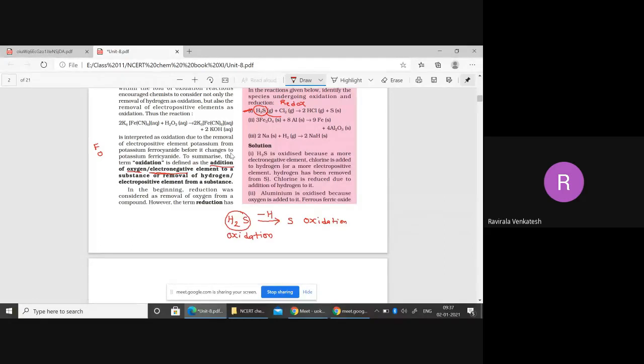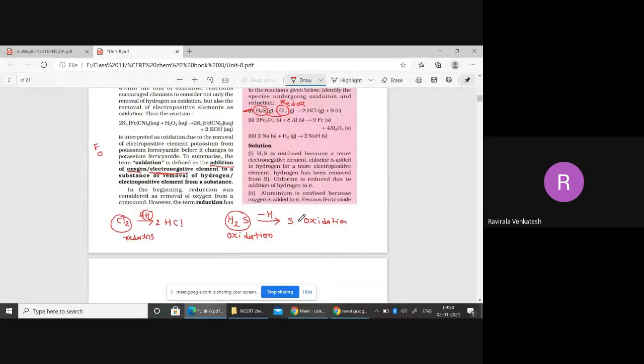Now what is reduction? You see chlorine. Now how is chlorine converting? You see Cl2 converting into HCl. If you balance, you can make two moles. Now addition of how many hydrogens here? Two hydrogens. Now definitely chlorine is undergoing reduction. So by seeing the species present in the reaction, we can easily identify that H2S is oxidized and chlorine is reduced. H2S is oxidized, right?